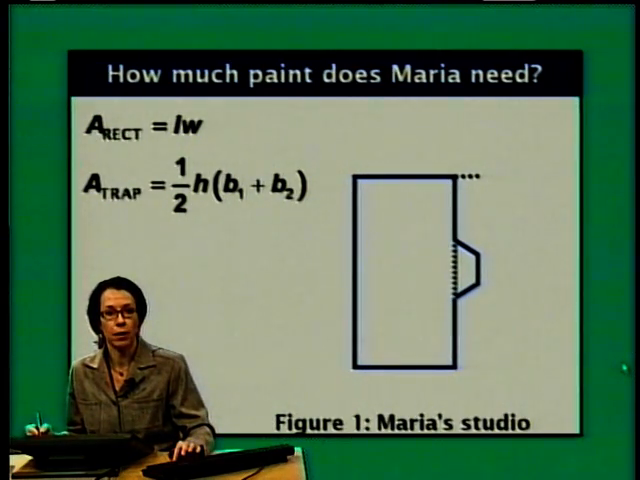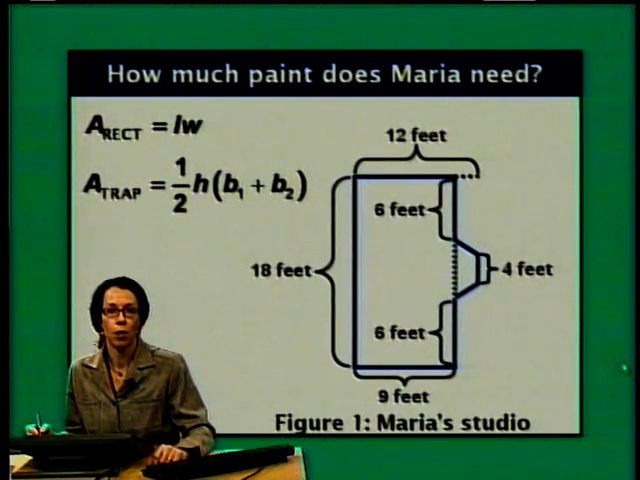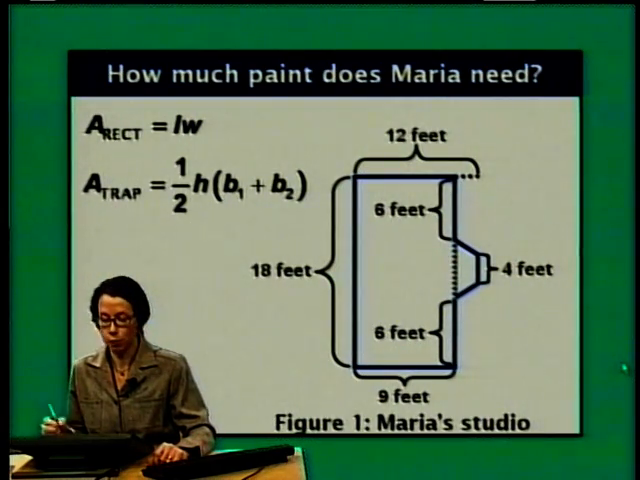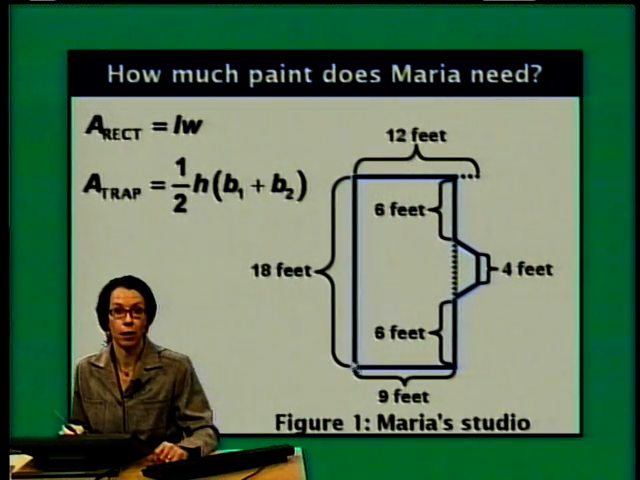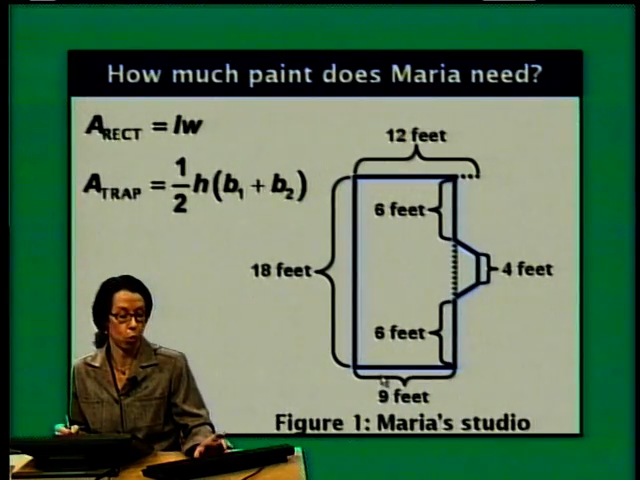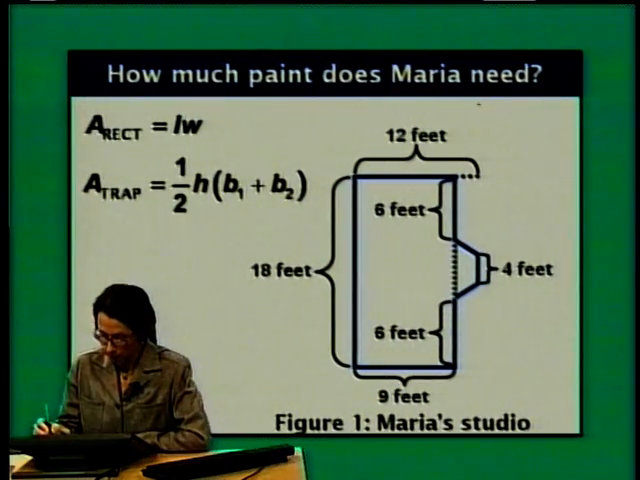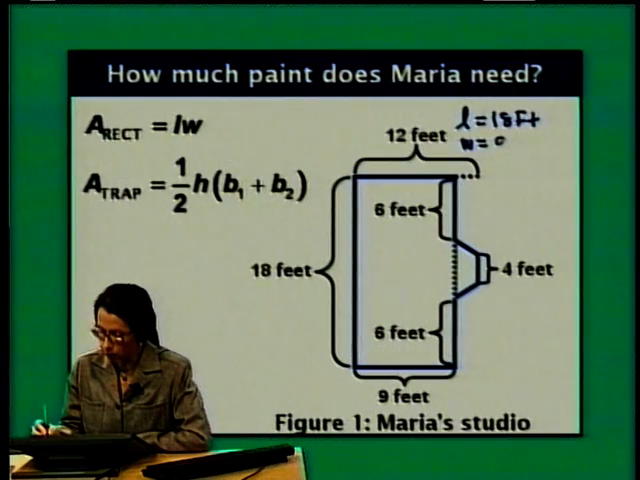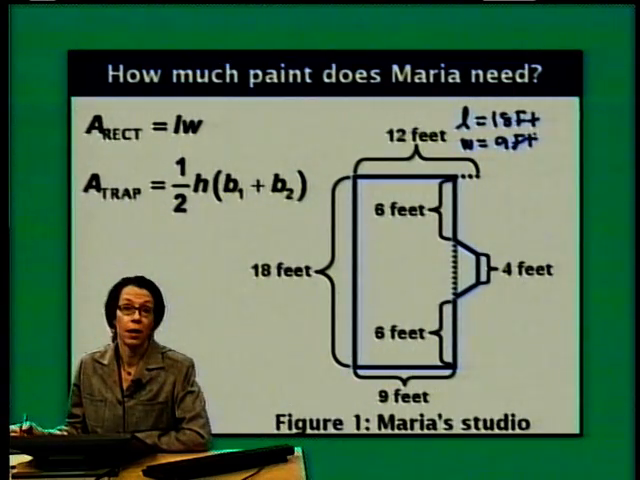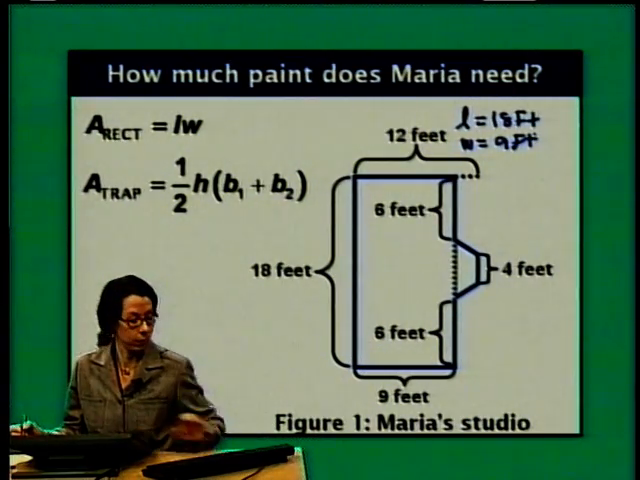So let's bring back the dimensions into the drawing and write down some numbers representing all of these measurements. So for the rectangle, it's fairly straightforward. The length of the rectangle is 18 feet and the width is 9 feet. So let's record these measurements. The length is 18 feet. The width is 9 feet. Now let's look at the trapezoid.